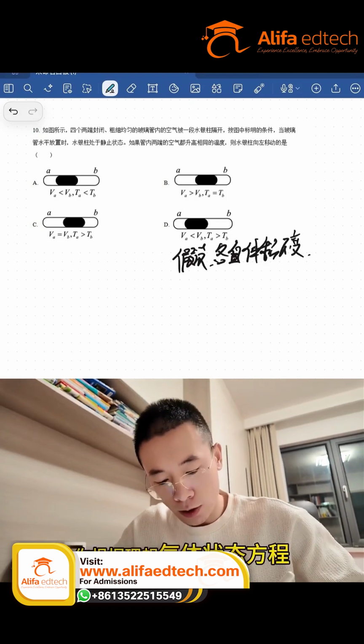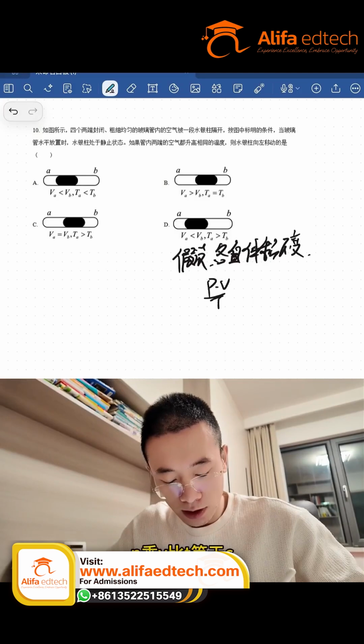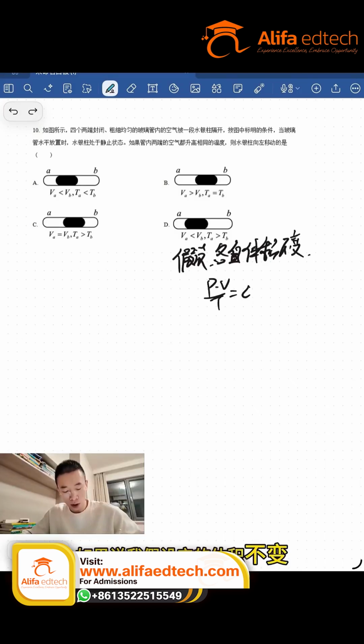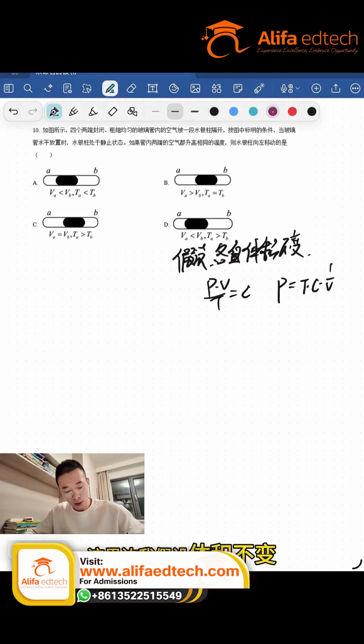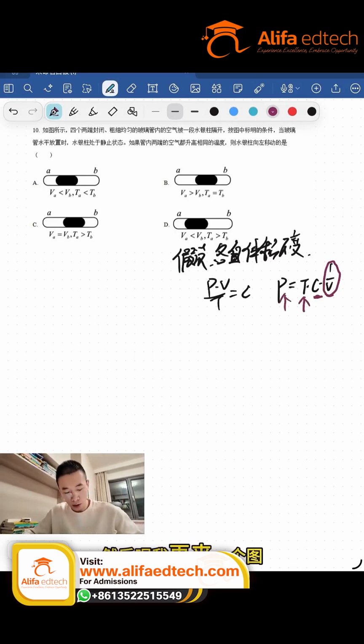According to the ideal gas law, P times V divided by T equals a constant. If I assume its volume is constant, then its P should equal T times C divided by V. Here I assume the volume is constant and C is also a constant. During the process of increasing the temperature, its pressure also changes uniformly, right? Let me show you another diagram, and it will become even clearer.